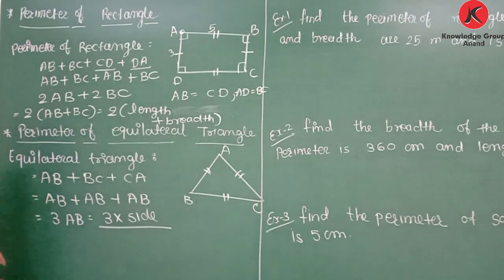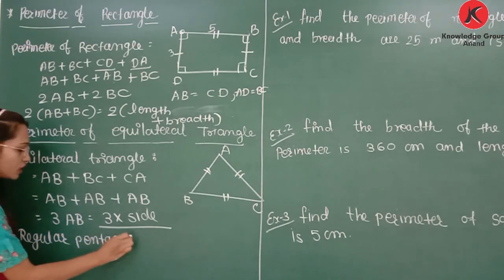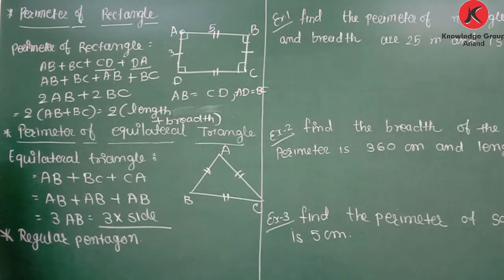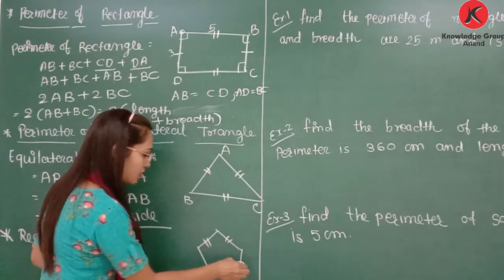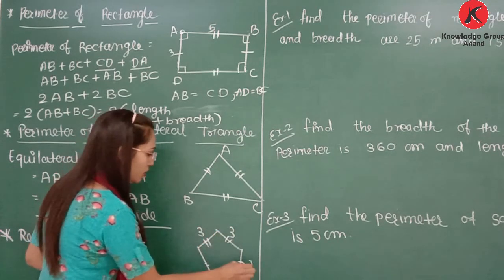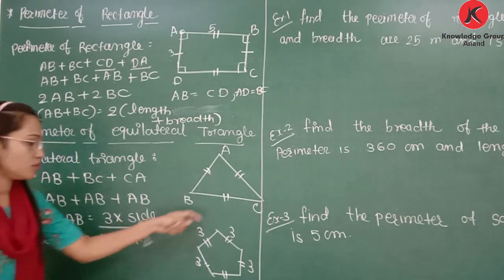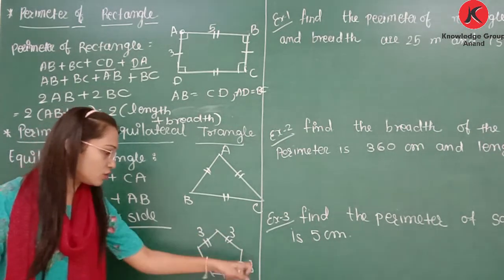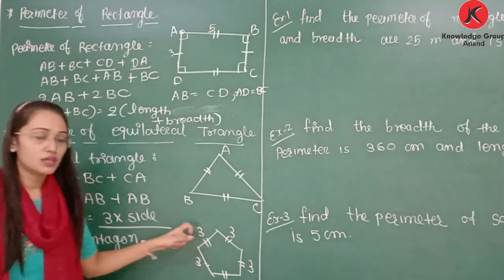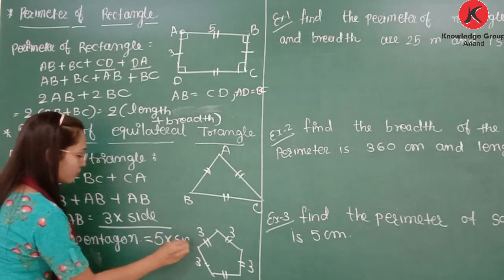If it is a regular pentagon, for example, now what is a regular pentagon? It is a figure in which all 5 sides are of the same length. If we consider this figure, these sides are the same. If this one is 3, all lengths are the same, then it is called a regular pentagon. 3 cm, 3 cm, 3 cm, 3 cm, 3 cm. So to find the perimeter, we need to add 3 five times. That's why the perimeter of a regular pentagon is 5 multiplied by side.